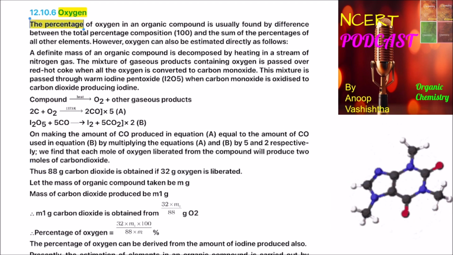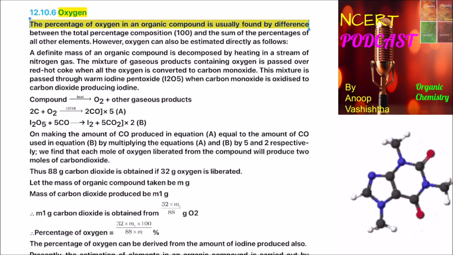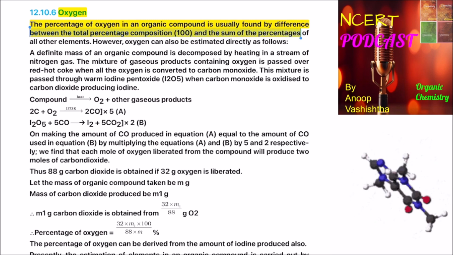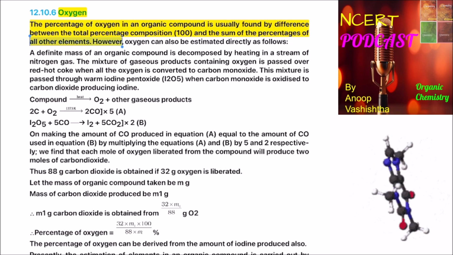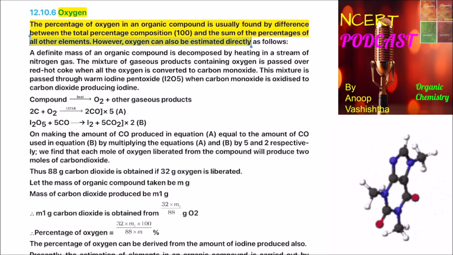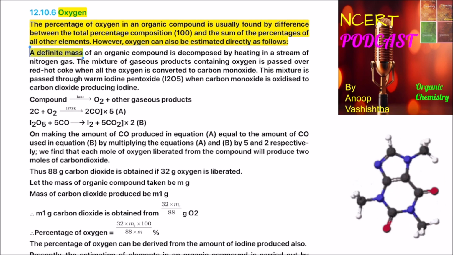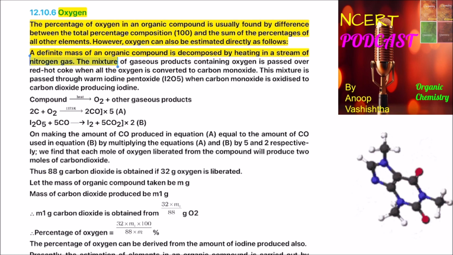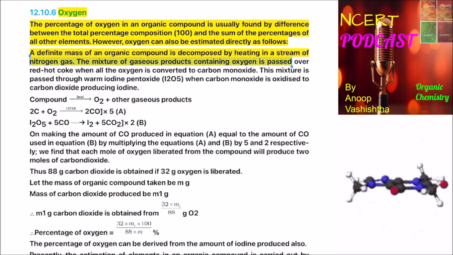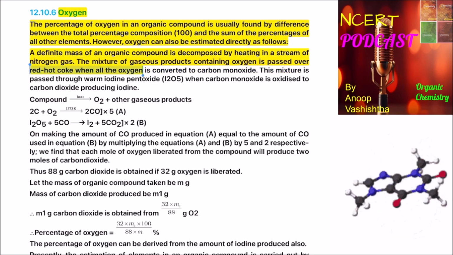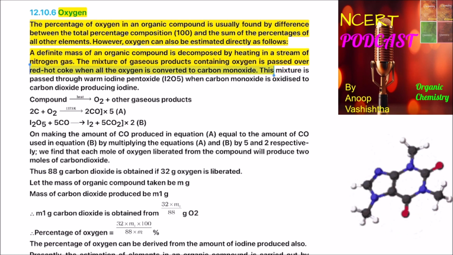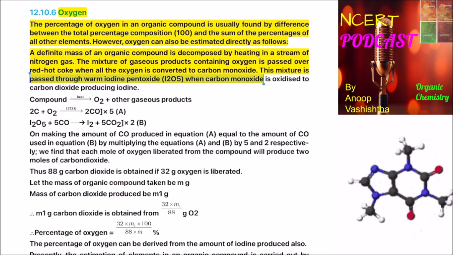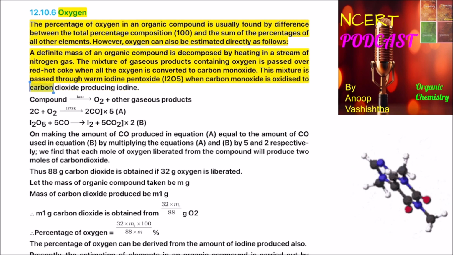Oxygen. The percentage of oxygen in an organic compound is usually found by difference between the total percentage composition 100 and the sum of the percentages of all other elements. However, oxygen can also be estimated directly as follows. A definite mass of an organic compound is decomposed by heating in a stream of nitrogen gas. The mixture of gaseous products containing oxygen is passed over red hot coke when all the oxygen is converted to carbon monoxide. This mixture is passed through warm iodine pentoxide, I2O5, when carbon monoxide is oxidized to carbon dioxide producing iodine.